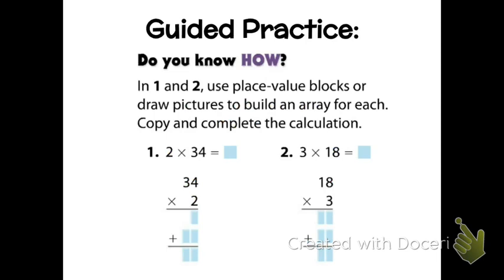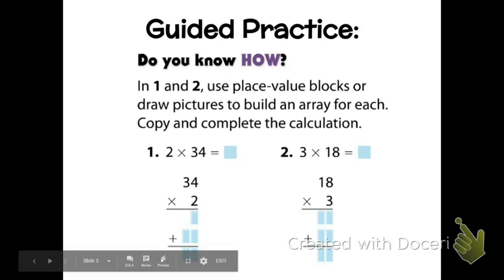In your notes, I want you to write down number 1 and number 2 exactly like you see them on the screen. I'm going to start number 1 with you, and you're going to finish number 1 and number 2. In number 1, we have the original problem of 2 times 34 equals blank. I always want you to rewrite your problems going up and down like you see right here.